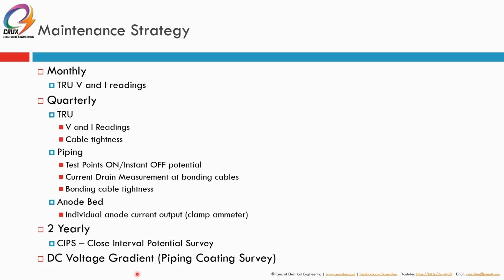And the last part is the DC voltage gradient. This DC voltage gradient is the pipeline coating survey. So in a way, it can detect if there is any coating damage along the pipeline. So you will go along the right of way on top of the pipeline. The guy will walk and measure all along.